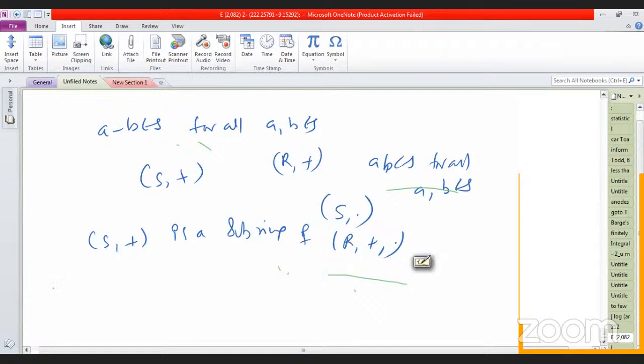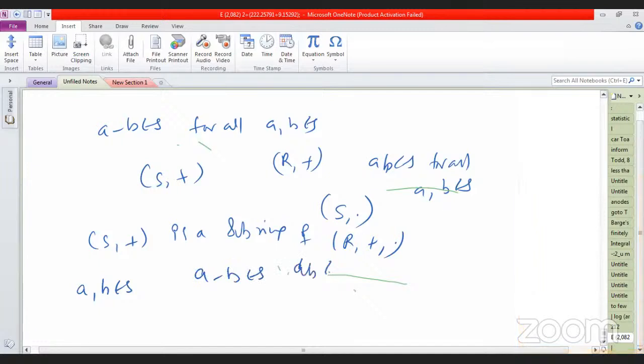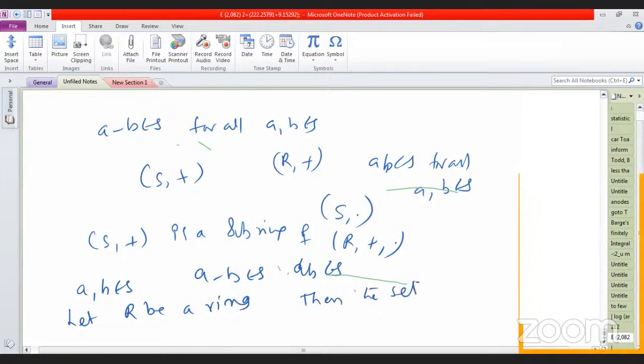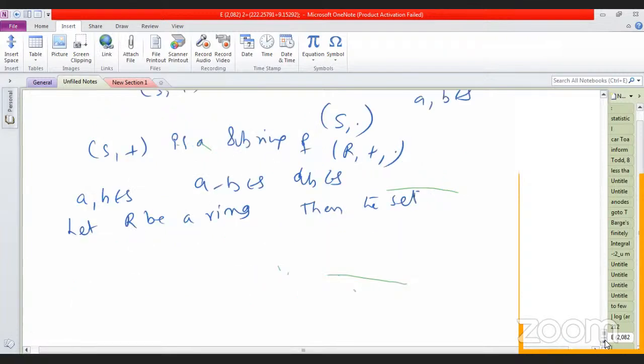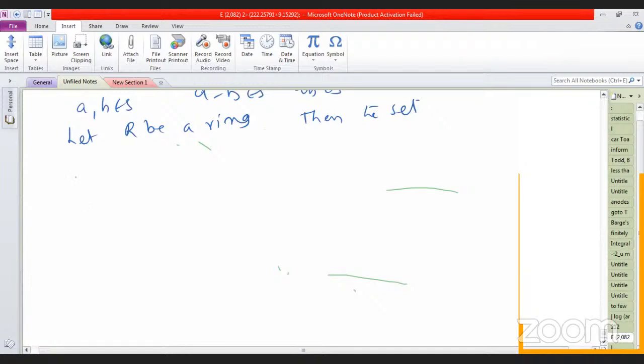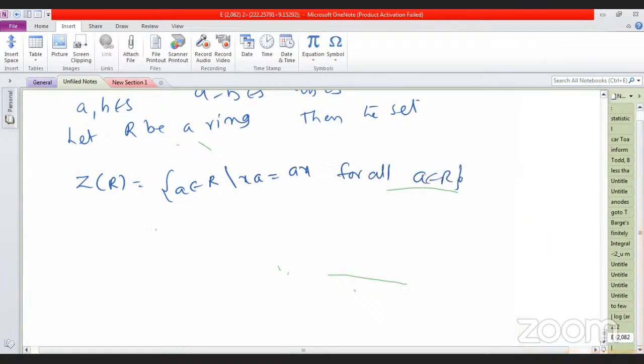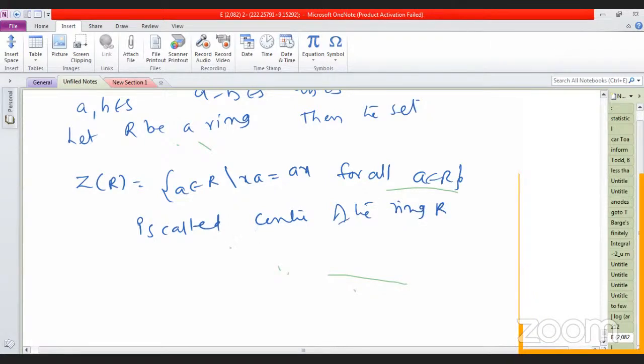Hello? Yes, sir. Conversely, suppose S is a subring of R. Then we clearly know that a, b belongs to S, so a minus b belongs to S, and we can write ab belongs to S. That's the definition. Let R be a ring. Then the set of all x belongs to R such that xa is equal to ax for all a belongs to R is called the center of the ring R. It is a very important definition.